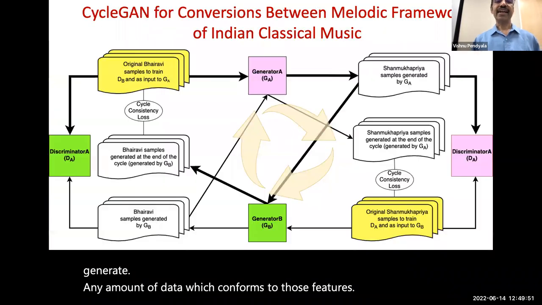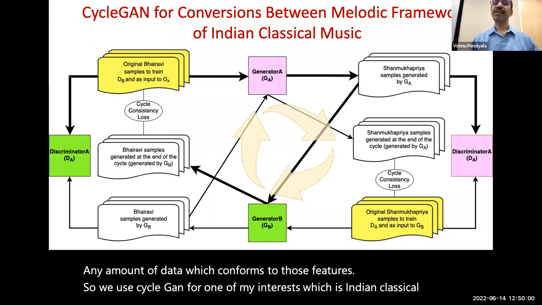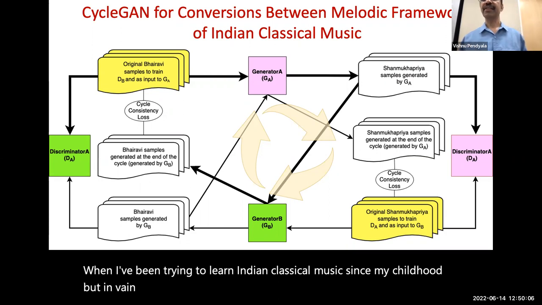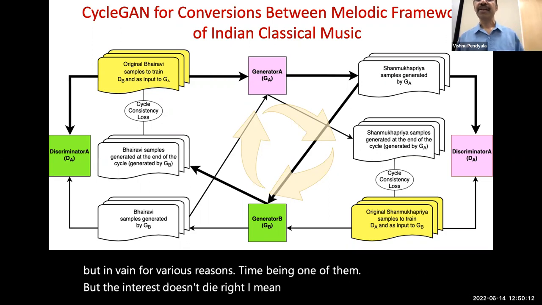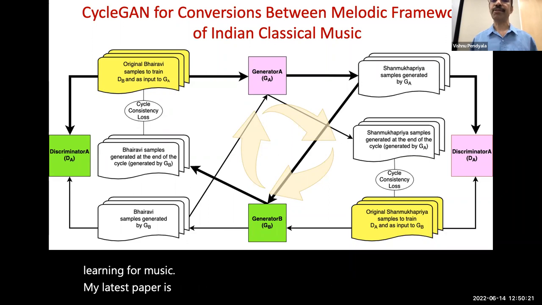So we used cycle GAN for one of my interests, which is Indian classical music. I've been trying to learn Indian classical music since my childhood, but in vain for various reasons, time being one of them. But the interest doesn't die, right? It's inborn. So I use machine learning for music. My latest paper is also on applying deep learning for music.